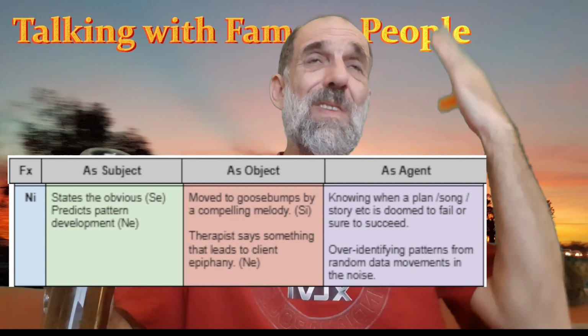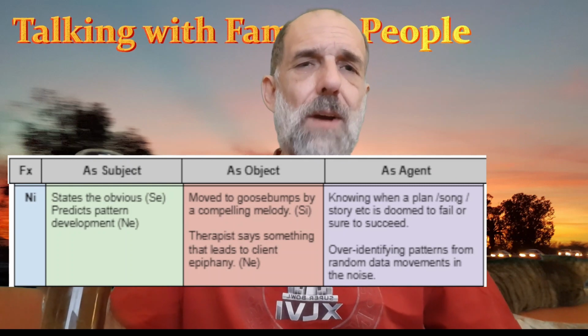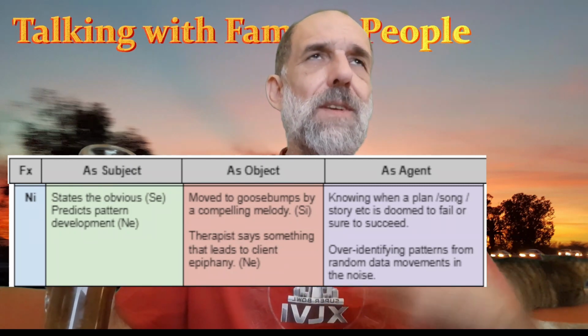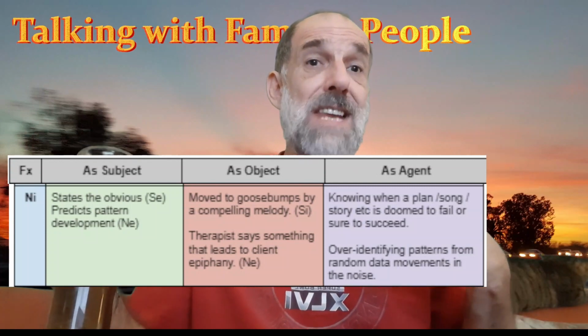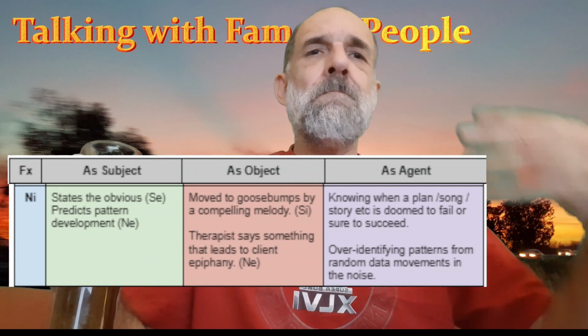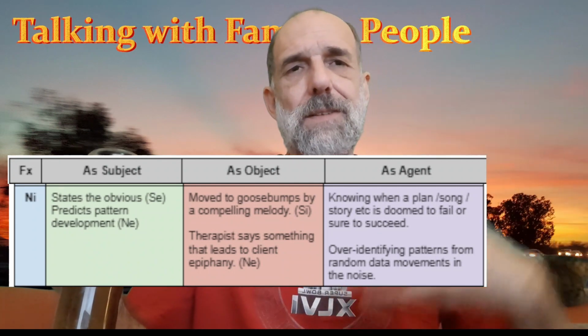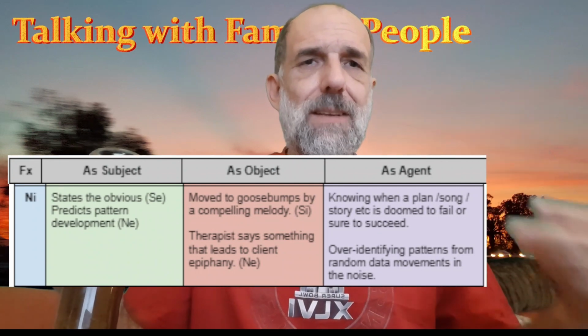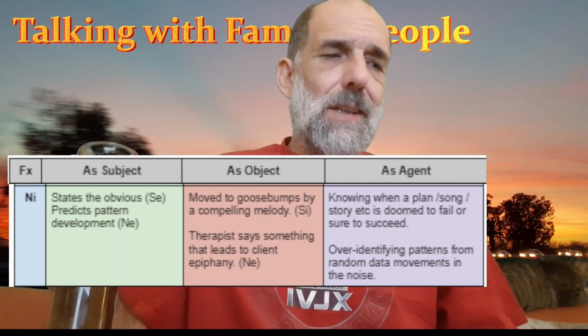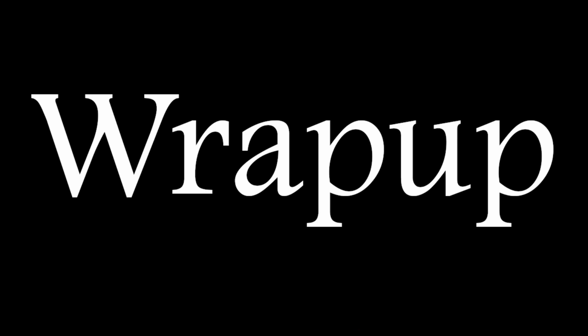So hopefully this helps clarify that when we talk about cognitive functions, it's important to remember that we talk about them from these three different angles and that we attend to them via these three different angles. How comfortable you are with utilizing a function as a subject, an agent, an object depends both where it is in your stack and what kind of function it is. Wrap-up time. Okay, so hopefully that clarifies things, and if it doesn't, well, maybe the next one will.